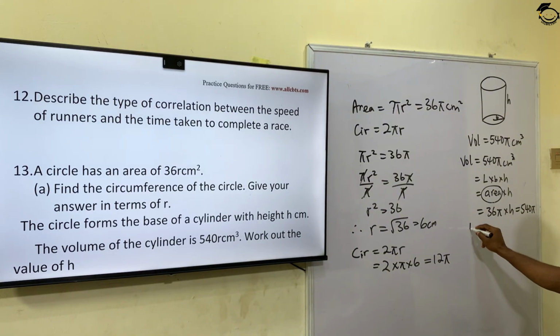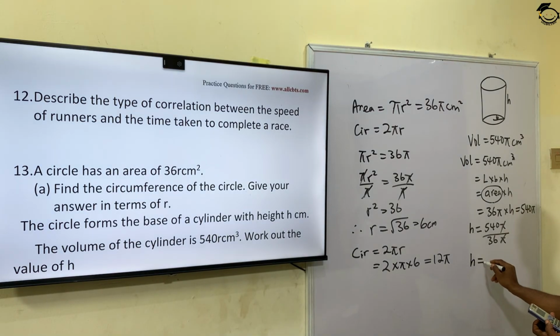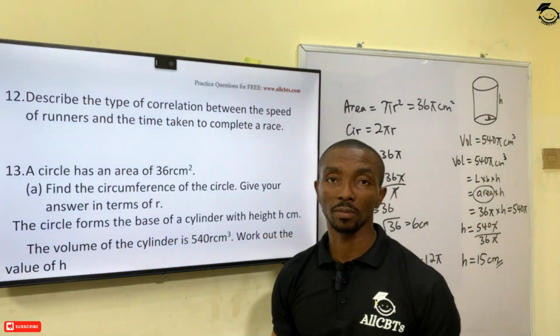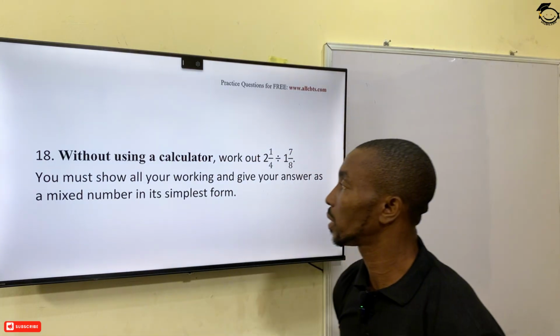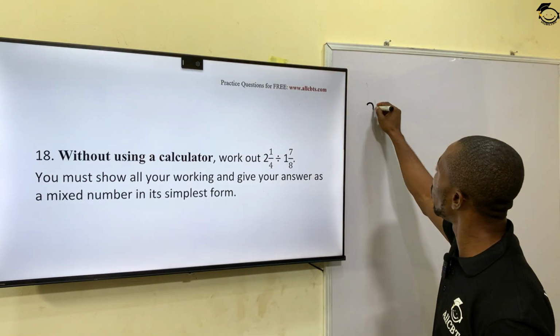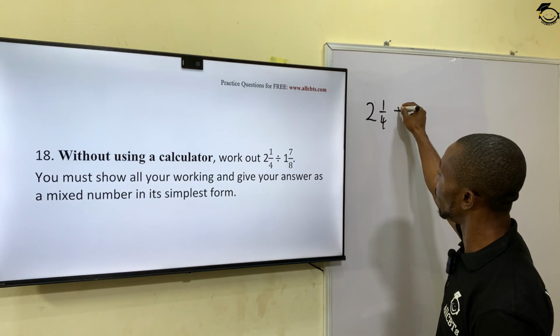All right, so h would be 540 pi divided by 36 pi. Pi cancels pi, so 540 divided by 36 gives us h equals 15 centimeters. So the height of this cylinder would be 15 centimeters.